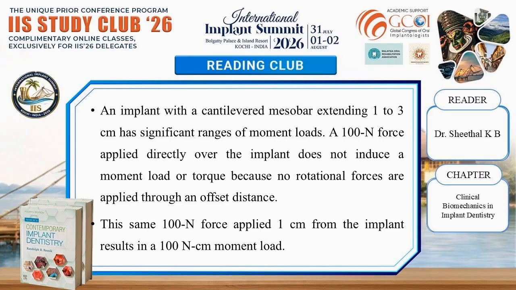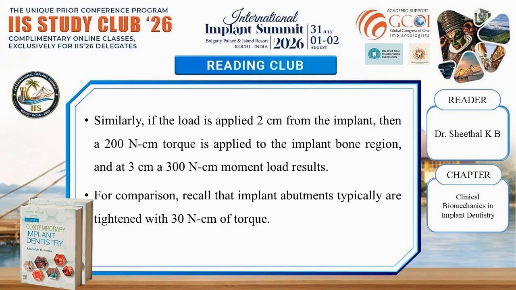A 100 Newton force applied directly over the implant does not induce a moment load or torque because no rotational forces are applied through an offset distance. This same 100 Newton force applied 1 cm from the implant results in a 100 Newton centimeter moment load. Similarly, if the load is applied 2 cm from the implant, then a 200 Newton centimeter torque is applied to the implant bone region. And at 3 cm, a 300 Newton centimeter moment load results. For comparison, recall that implant abutments typically are tightened with 30 Newton centimeter of torque.